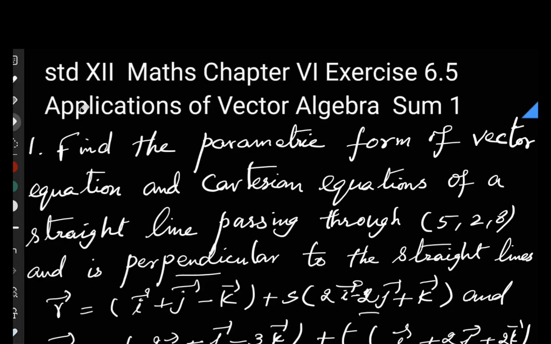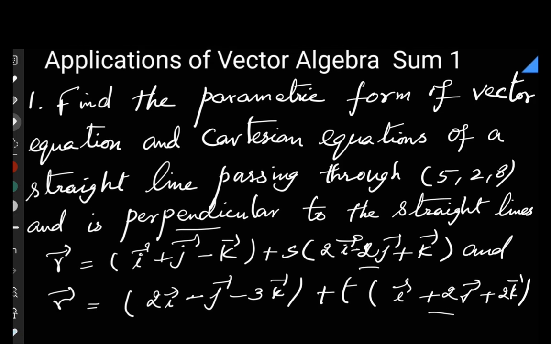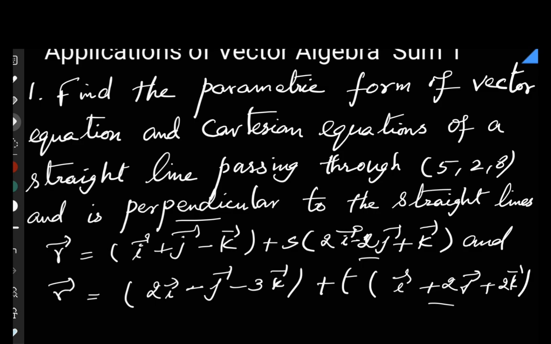See Standard 12th Maths Chapter 6 Exercise 6.5, first sum. Find the parametric form of vector equation and Cartesian equation of a straight line passing through the point (5, 2, 8) and is perpendicular to the straight lines. Given two straight lines, the required line is perpendicular to these two lines.